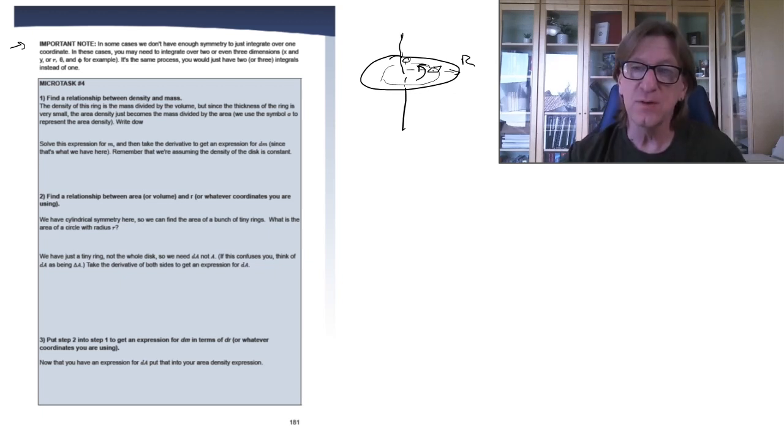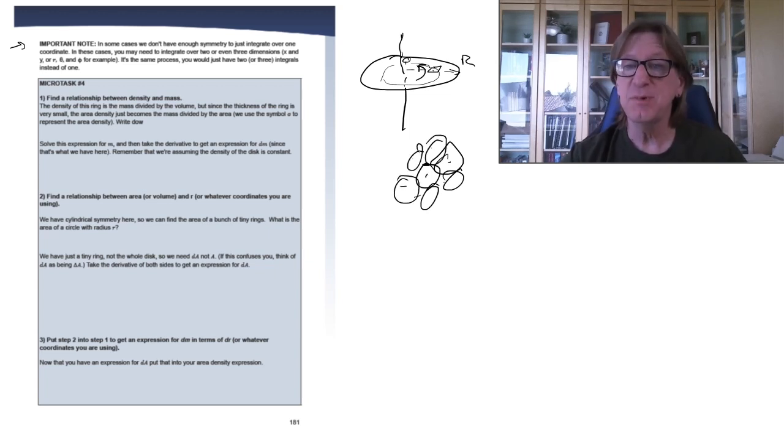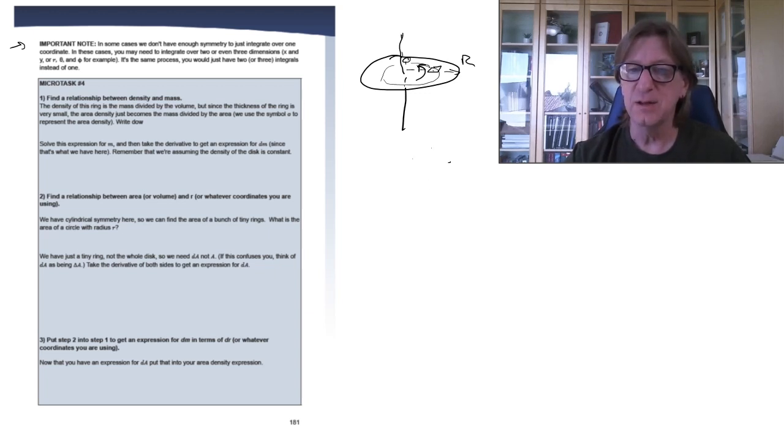I want to look for symmetry. If I've got something that's really blobby, like this, where the density is changing in all these different locations, that's going to be very hard to integrate. We're going to find some techniques then that will help us integrate something like that in just a minute. All right, let's go through this one to start off with.